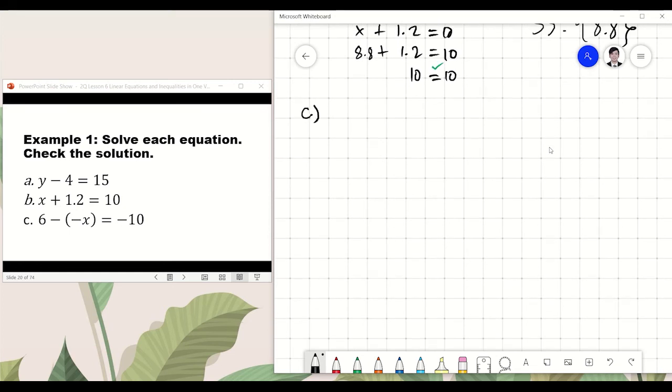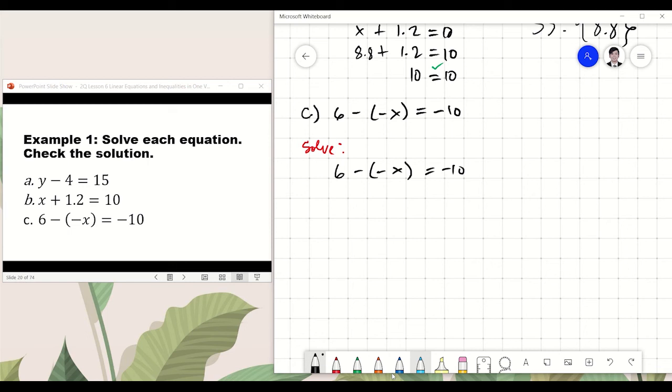The given equation now is 6 minus negative x is equal to negative 10. So the challenge this time is quite different from A and B. Yung challenge ngayon, yung x natin, hindi na siya positive. At saka hindi na siya nasa first term or yung variable natin. Nasa second term na siya. So ano yung gagawin natin?